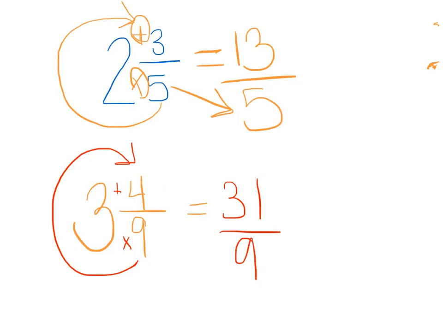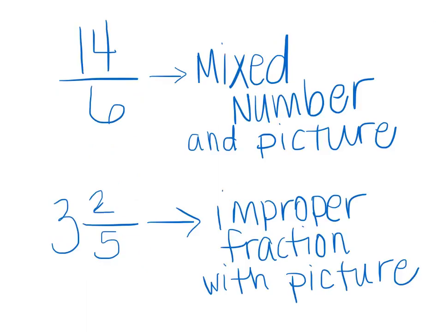All right, guys. So now, your turn. We have 14/6, which we want you to turn into a mixed number with a picture. And then 3 2/5, which we want you to turn into an improper fraction with a picture. Those pictures always help just to prove your answer, don't they? We say that all the time. You need to prove your answers in math, don't you?